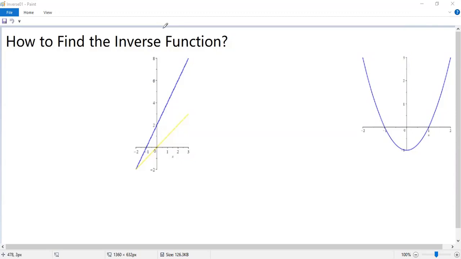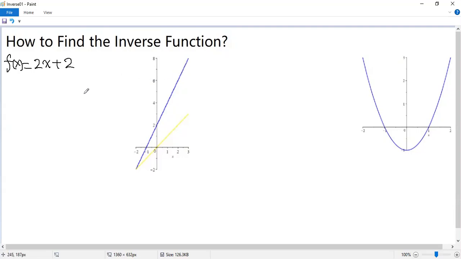Given a function, the inverse function basically undoes whatever the function did. But how to find the inverse function? Today, I will show you a few examples. First, let's look at a linear function f(x) equals 2x plus 2. The blue line is the graph.